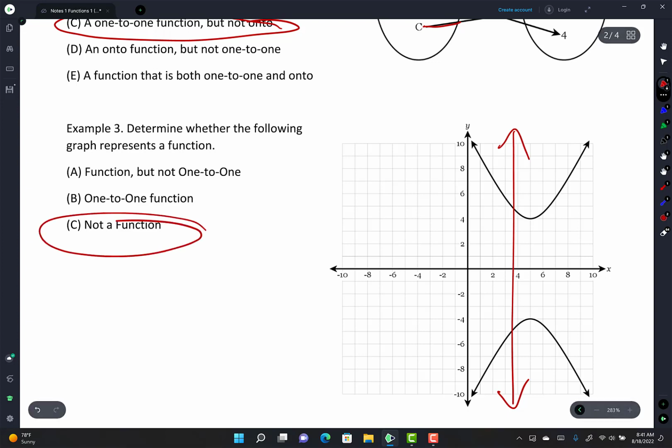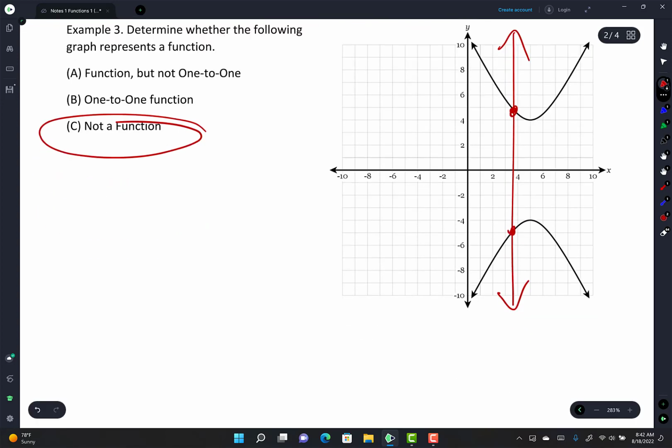If it crosses more than once, it's not a function, guys. Because that means X's repeat, right? I have this value that has the same X value as, I don't know, it looks like something, comma 5, and that same number, comma 5, comma negative 5. But it's the same X value. How do we feel? Okay.